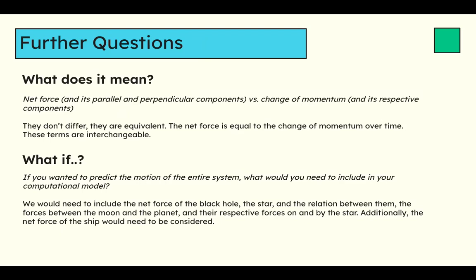And if we wanted to predict the motion of the entire system, we would need to include the net force of the black hole, the star, and all the relations between all the respective objects, as well as the ship. We already had that one, but basically between the star and the black hole, the planet and the star, the moon and the planet, so all of that.